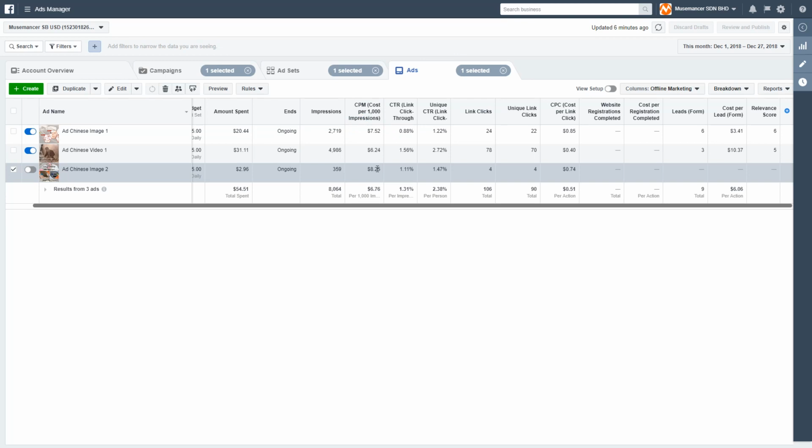So you can see here, all of these are doing pretty good. They're all below $10. All right. Click-through rate, I try to keep it 1% and above ideally, but I think this is slightly okay. I'll still keep it that way.